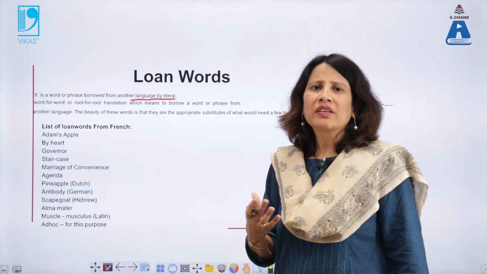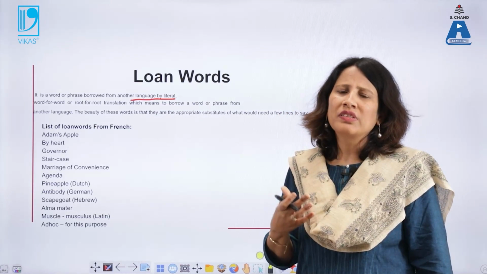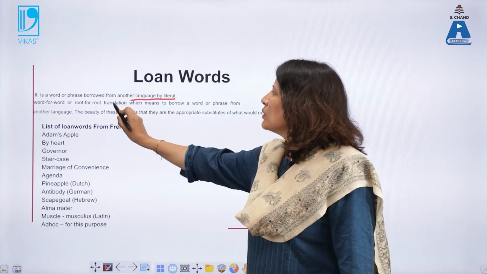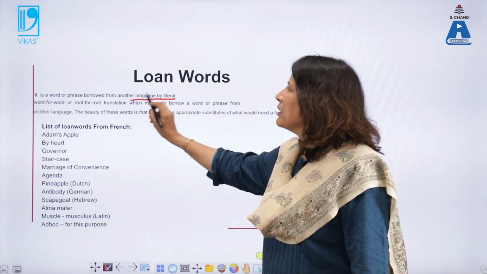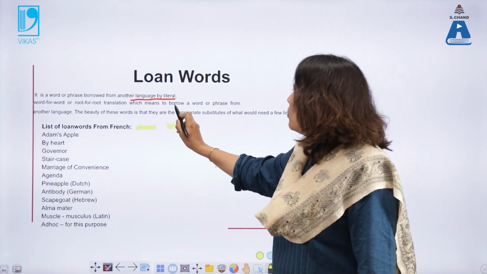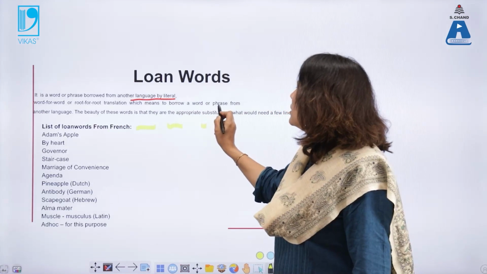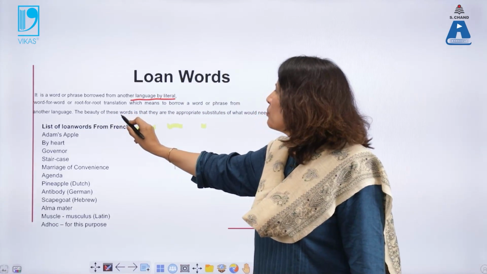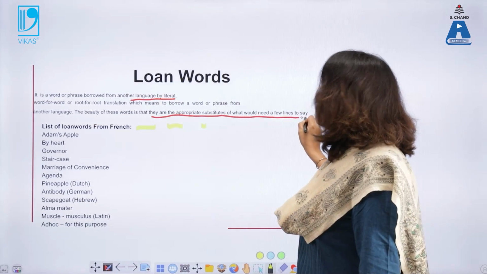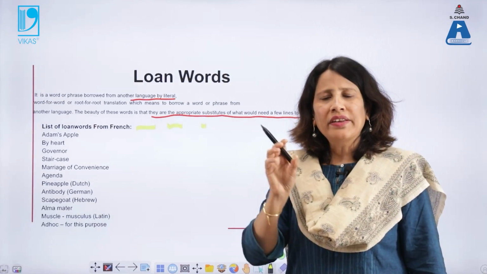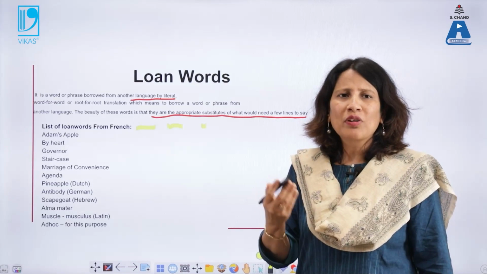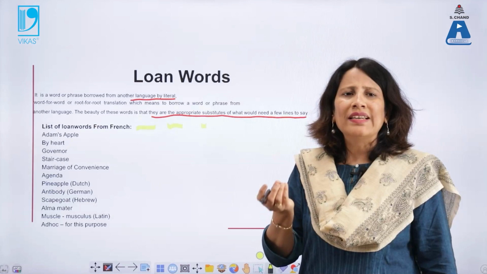And they are the foreign words and phrases taken from several languages, especially from French and German. So it is a word or phrase borrowed from another language by literal word for word or root for root translation, and we borrow or take a word from another language. The beauty of these words is that they are appropriate substitutes for what would need a few lines to say. So the entire word can replace an entire line at times, because of which, of course, we use fewer lines for a single thought.